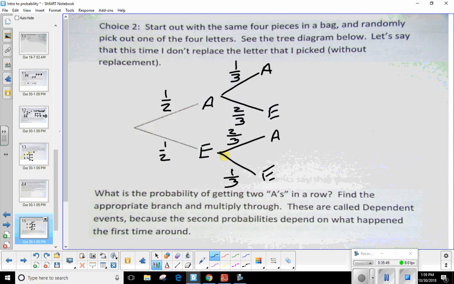So now, if I want to know, say, the probability of getting 2 A's in a row, well, I'm just going to follow that branch. So if I were not to put the tile back in after having drawn it, what's the probability of pulling 2 A's in a row? 1/6, 1 out of 6. So again, kind of to emphasize what we were talking about yesterday, if I were to perform this little experiment 6 times, at least 1 out of the 6, I should be pulling the 2 A's.